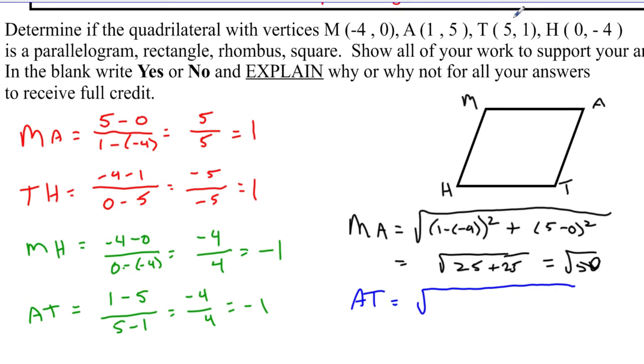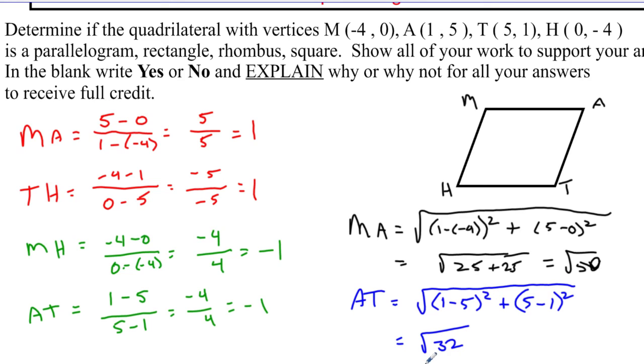So AT, I'm going to do the same distance formula, find out how long it is. So I'm going to go from A to T, 1 minus 5 squared, and 5 minus 1 squared, plus 5 minus 1 squared. Let me get my eraser. So 5 minus 1 squared is 16. And 1 minus 5 is negative 4. Negative 4 squared is 16, 16 plus 16. That looks like the square root of 32.